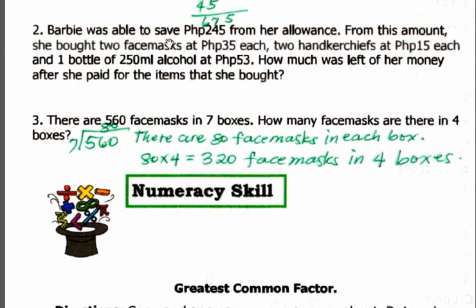Barbie was able to save 245 pesos from her allowance. From this amount, she bought 2 face masks at 35 pesos each, and then 2 handkerchiefs at 15 pesos each, and then 1 bottle of 250 ml of alcohol at 53 pesos. How much was left of her money after she paid for the items that she bought?